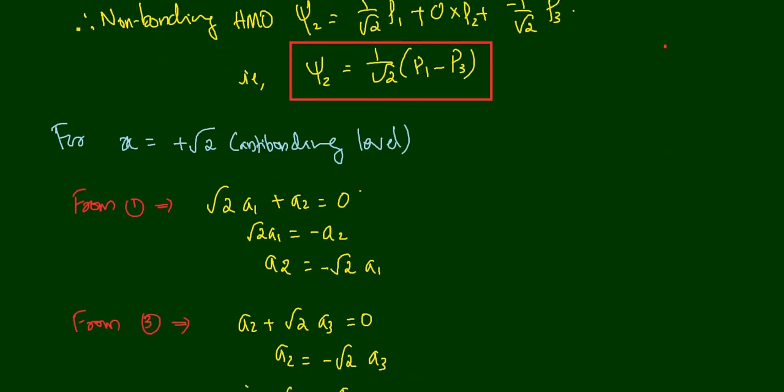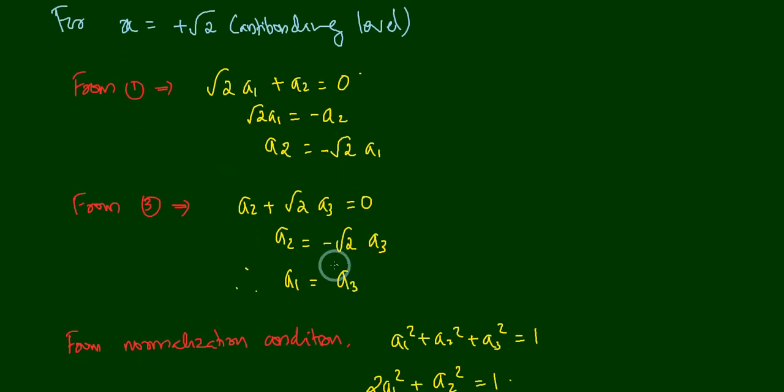And now we can go for the antibonding level. For the antibonding level, x is equal to plus root 2. And from equation number 1, we have root 2 into A1 plus A2 is equal to 0. Therefore, A2 is equal to minus root 2 into A1. And from equation number 3, we have A2 plus root 2 into A3 is equal to 0. And from this one, we can get A2 is equal to minus root 2 into A3. And from these two expressions, we can get A1 is equal to A3.